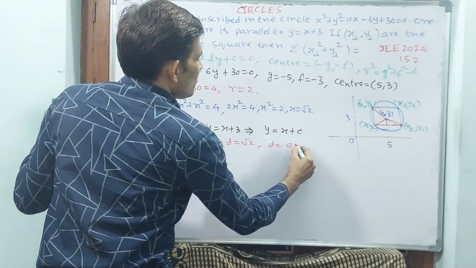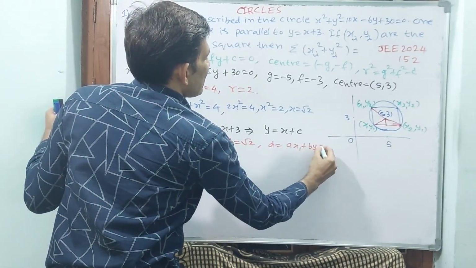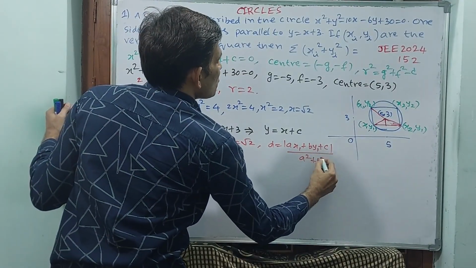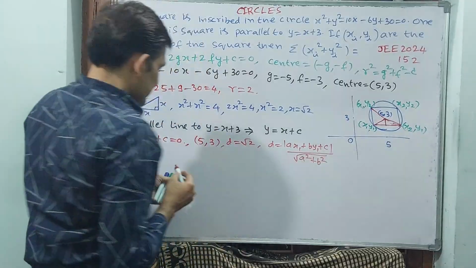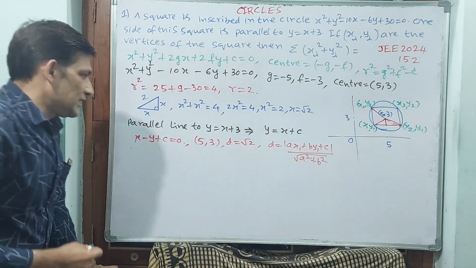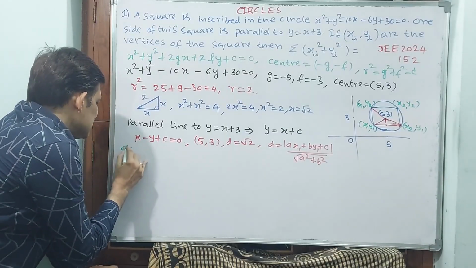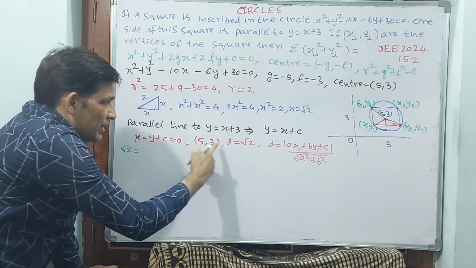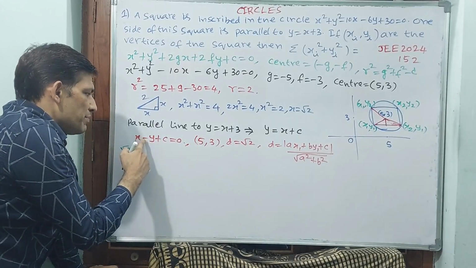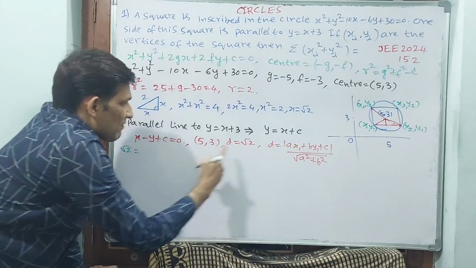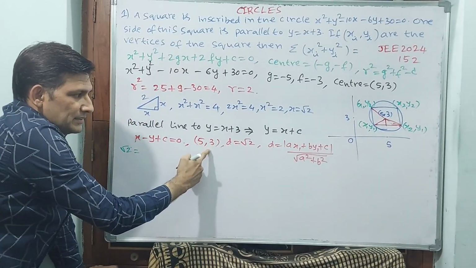D is equal to modulus of ax1 plus by1 plus c, divided by square root of a square plus b square. We are using this formula. See how what I am doing. That means distance we know already, root 2, that is equal to, see, a means 1, b means minus 1, c means c only. But what about x1, y1? x1, y1 is your point.